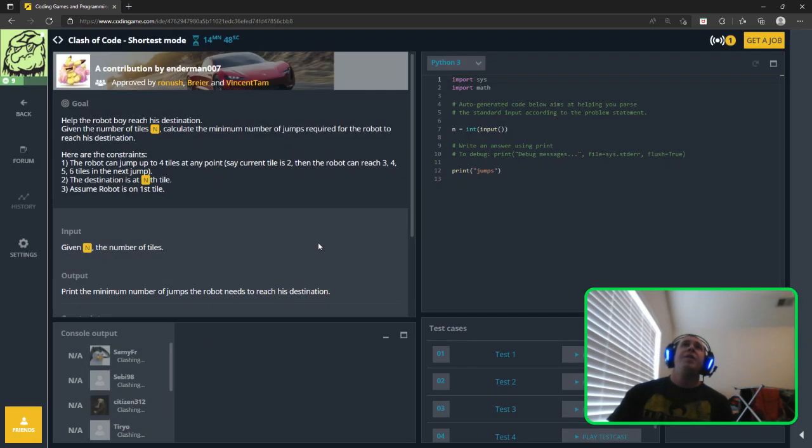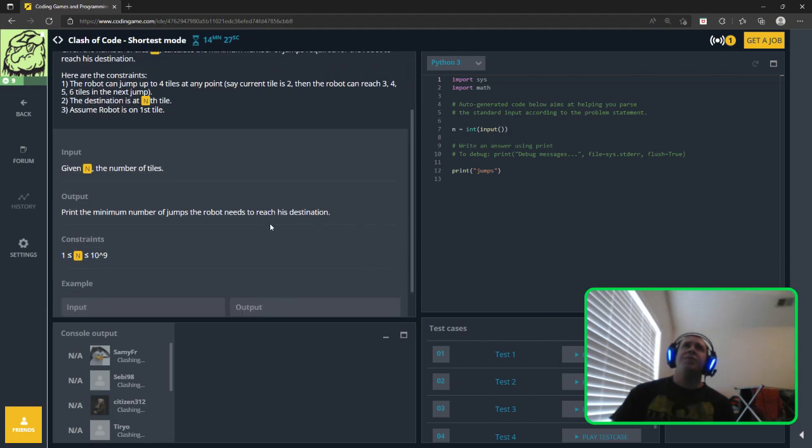Shortest mode. Help the robot boy reach his destination. Given the number of tiles, calculate the minimum number of jumps required for the robot to reach his destination. Robot can jump up to 4 tiles at any point. Destination is at the nth tile. Assume the robot is on first tile.